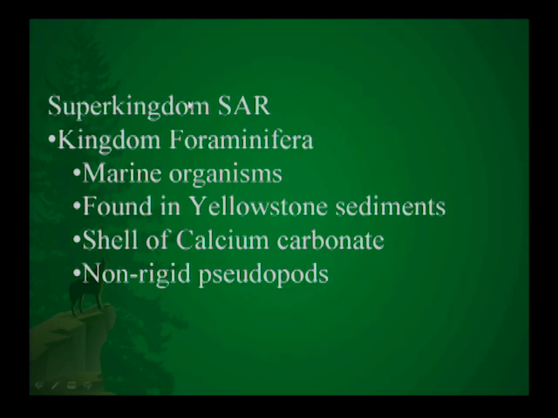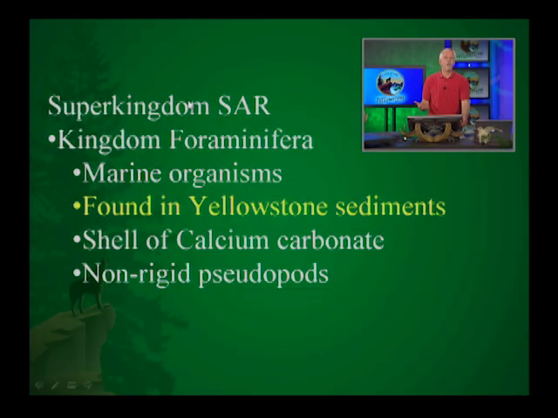Okay, another kingdom of SAR that we find in the Yellowstone ecosystem are the foraminifera. Now, I'm mentioning them because they're kind of historically important. They're actually marine organisms. And of course, there are no seas in the Yellowstone ecosystem now, but there have been historically. So we find a lot of foraminifera actually in the sediments of the Yellowstone ecosystem.